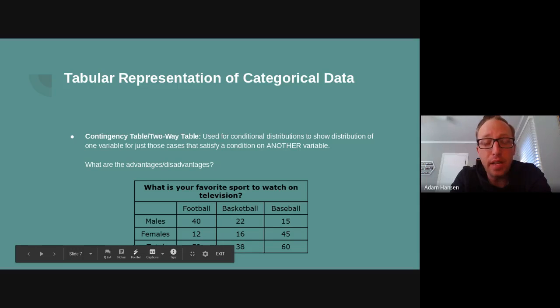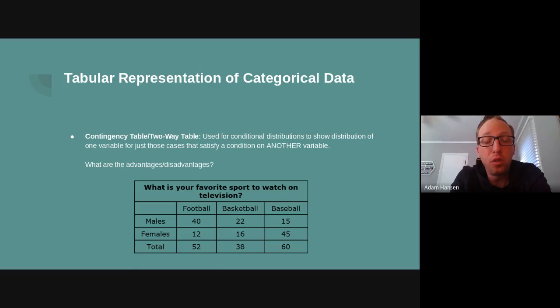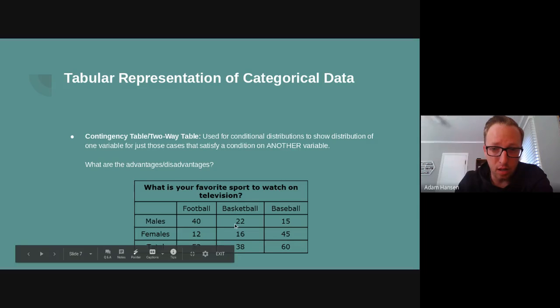What's nice about this is I can see how the 2 variables relate to each other. Is there any correlation or correspondence between gender and favorite sport? So we can pretty easily see, based off of our sample, that a large amount of males prefer to watch football. However, a large amount of females prefer to watch baseball.